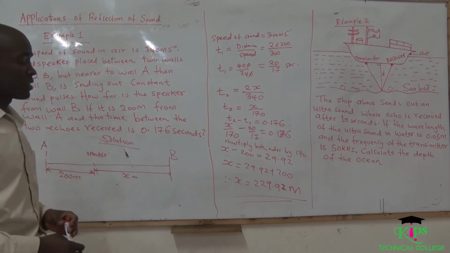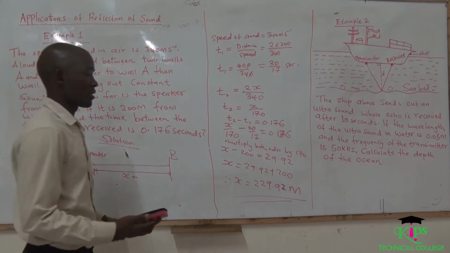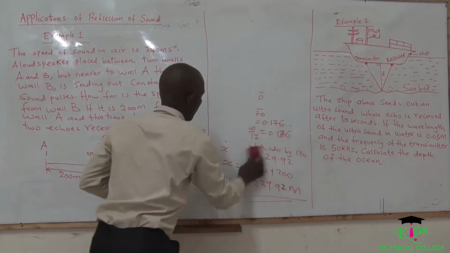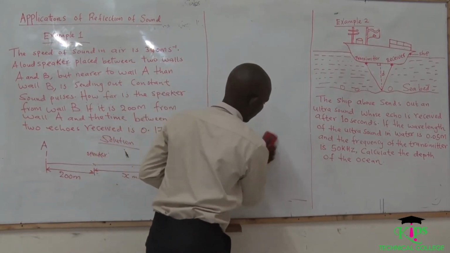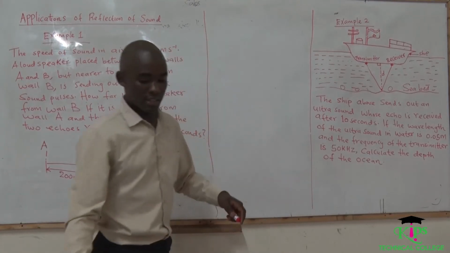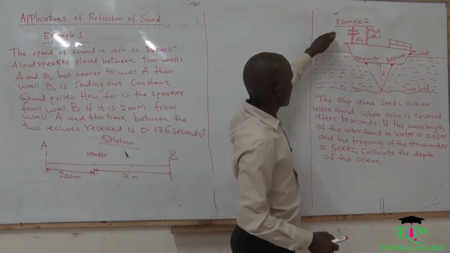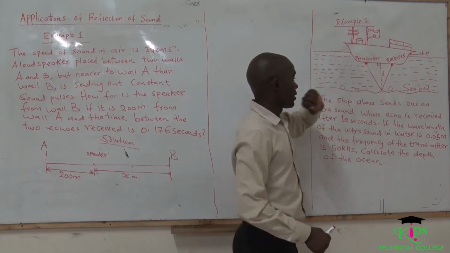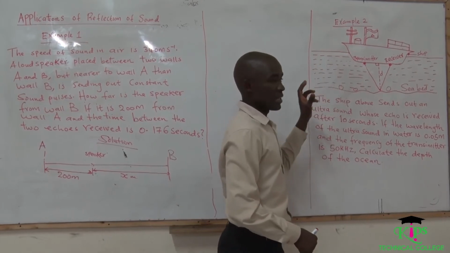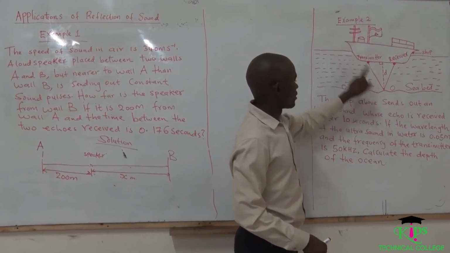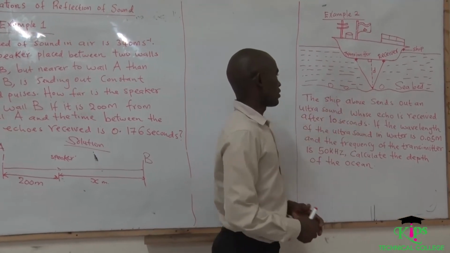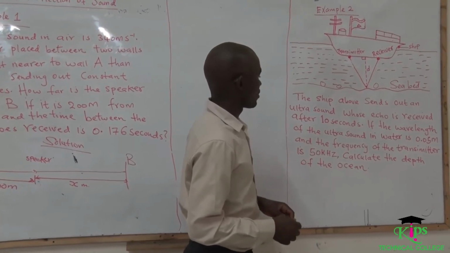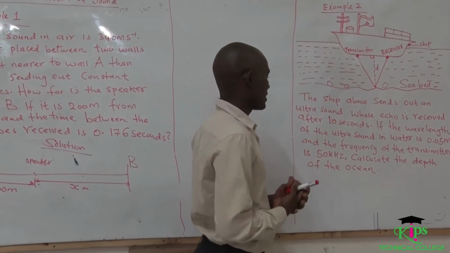So now I want us to look into another example. We can look at the second example. The second example reads, you have a ship which is floating in the ocean. Then we have a transmitter that is sending some sound to the seabed. And we are told that the ship above sends an ultrasound whose echo is received after 10 seconds.